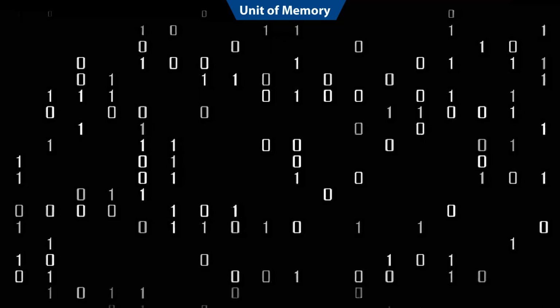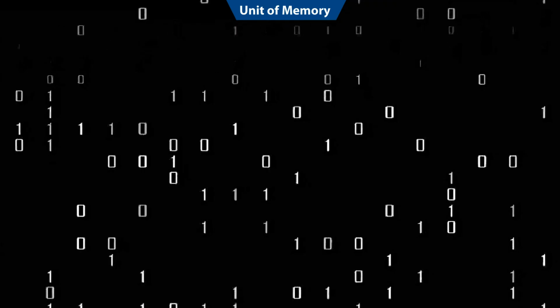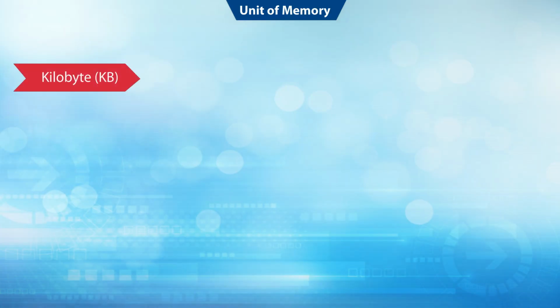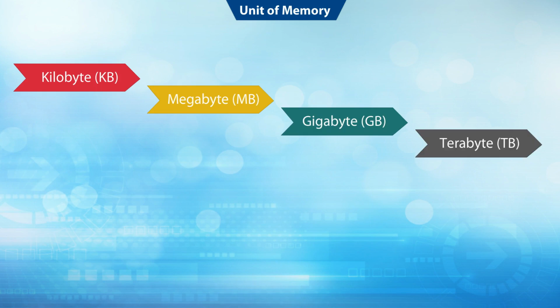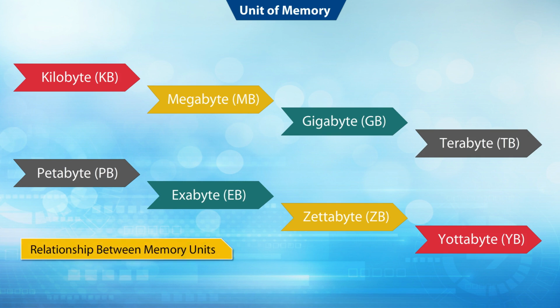And to make bigger units of memory, these bytes are grouped together. Some of the bigger units are kilobyte KB, megabyte MB, gigabyte GB, terabyte TB, petabyte PB, exabyte EB, zettabyte ZB, and yottabyte YB. Let's see the relationship between these units.